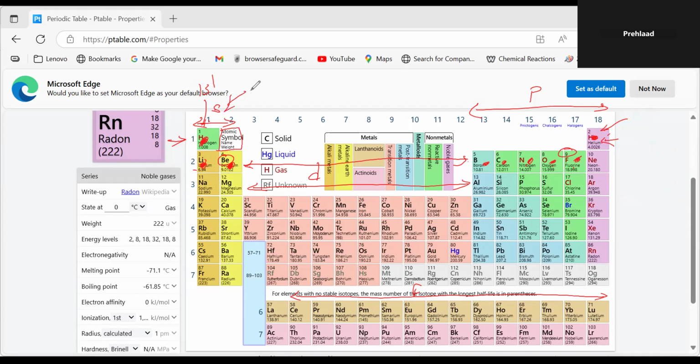If it is s, the number is the same as the period number. If it is p, the number is the same as the period number. If it is d, the number is n minus 1. If it is f, the number is n minus 2. Can you write this down? All right, done.